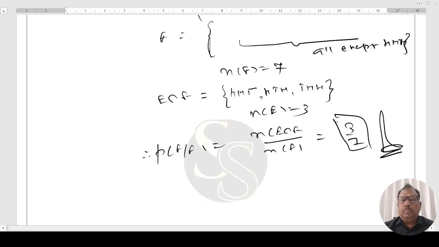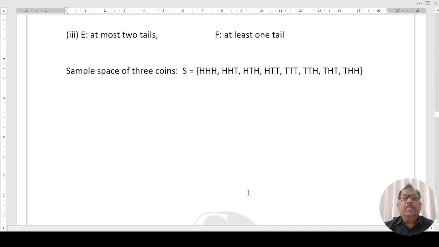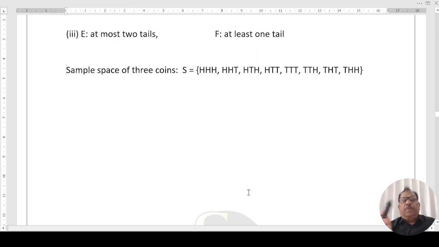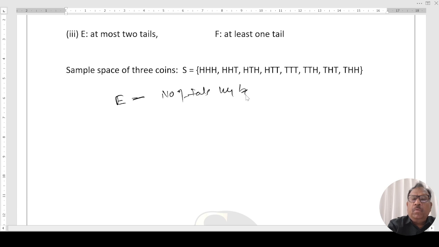Next part is at most 2 tails. At most means max 2, 1 and 0 tail. At most मतलब number of tails maybe 2, maybe 1 or maybe 0. With decreasing trend, number of tails may be 2, 1 and 0. कोई tail ना हो. तो इसका मीनिंग क्या रहा?